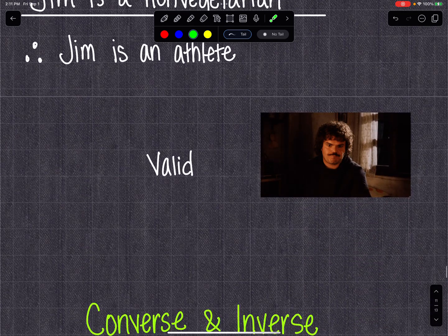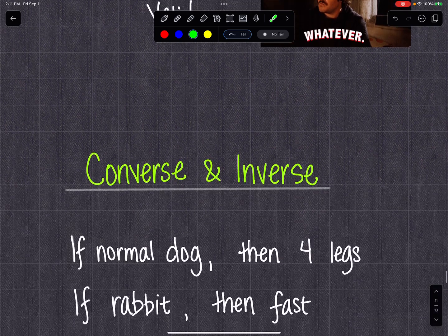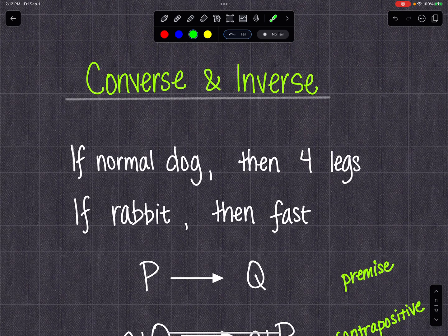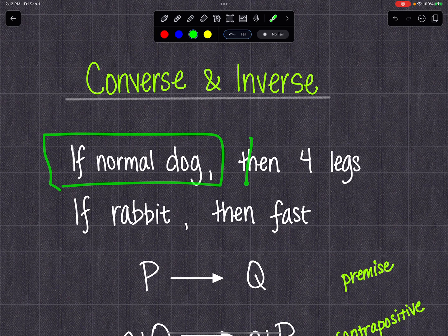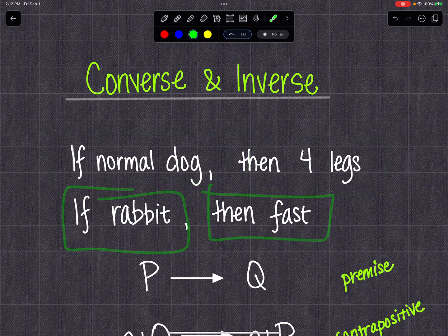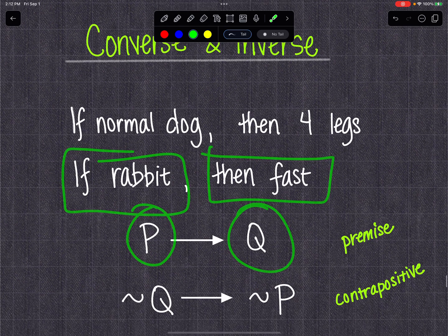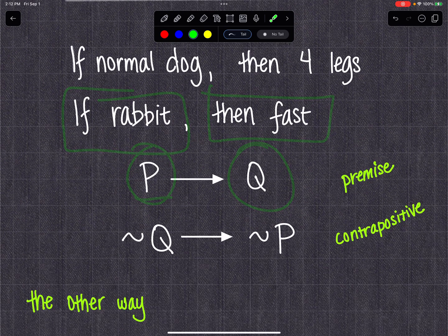Okay, that was a little confusing, so I'm going to be like Jack Black here and say, whatever, and let's move on. We have converse and inverse. This is along the same lines. We're going to look at a couple of our premises in abbreviated form. For example, if you're a normal dog, then you have 4 legs. If you're a rabbit, then you're fast. If P, then Q. So this is our premise, and this is the conclusion, or the result.